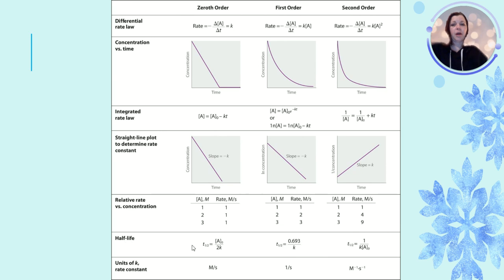And then half-life, we do not need to worry about 0 order. We do not need to worry about second order. We only need to worry about first order, and this is again found on the equation sheet. And then finally, your units of K for your rate constant. It would be molarity per time, whatever your time is here. For first order, it would be 1 over your time. And then for second order, it would be the inverse of molarity over time. So that would be liters over moles. And then time is also in your denominator.